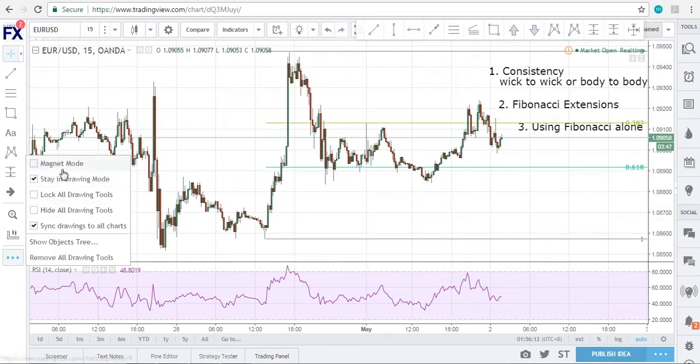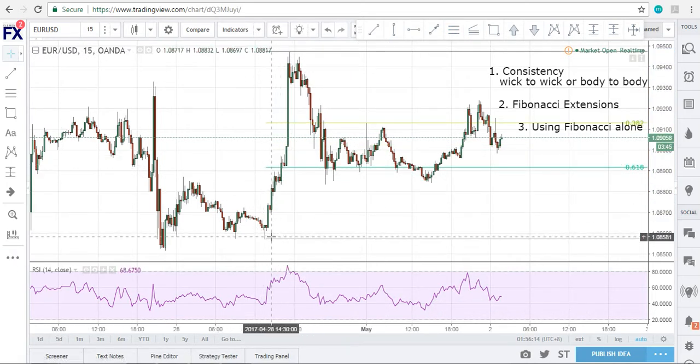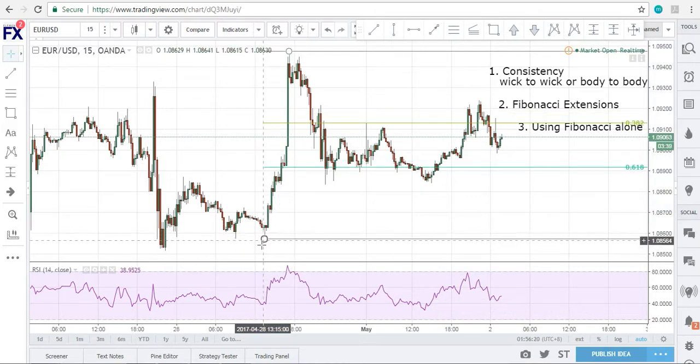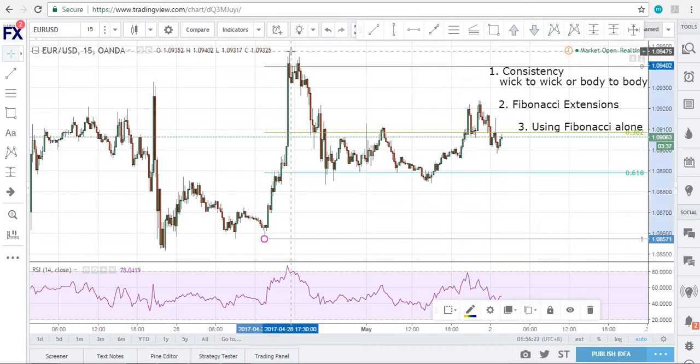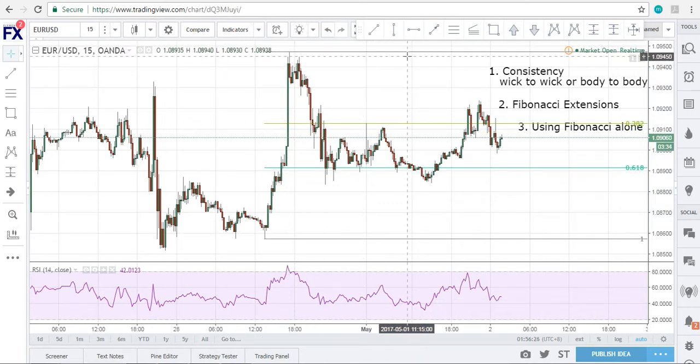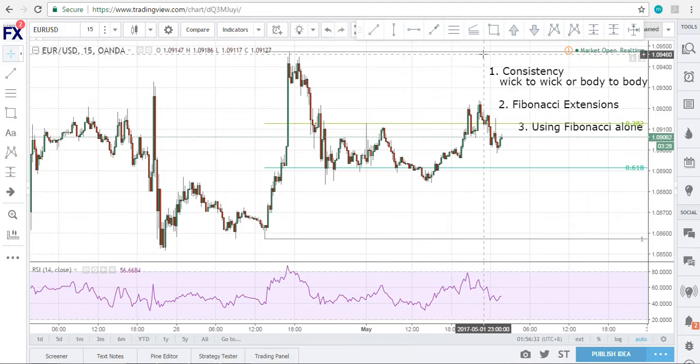If I were to use the magnet tool, which is very useful in having precise and exact points of Fibonacci retracements, you can see that the magnet tool is straight away attracted to this wick, and this swing high is attracted to the wick on top. So this can confirm that we have a very nice and precise Fibonacci level. So the right way to do it is wick to wick.